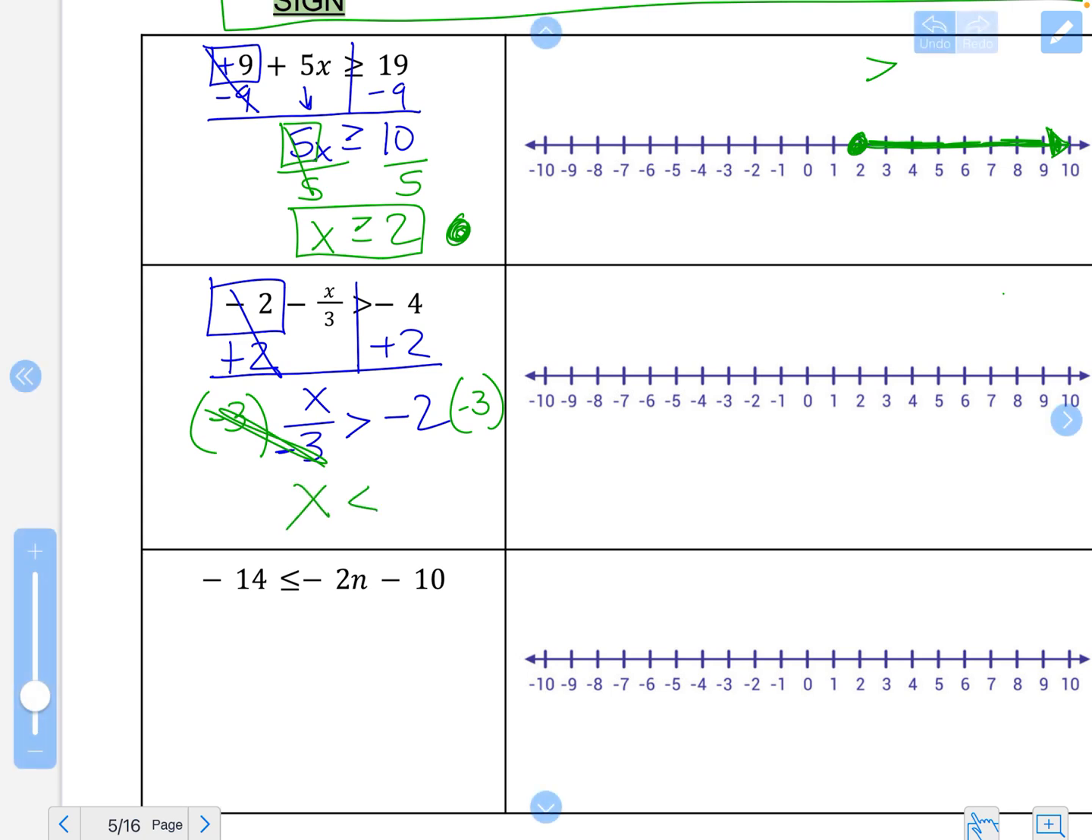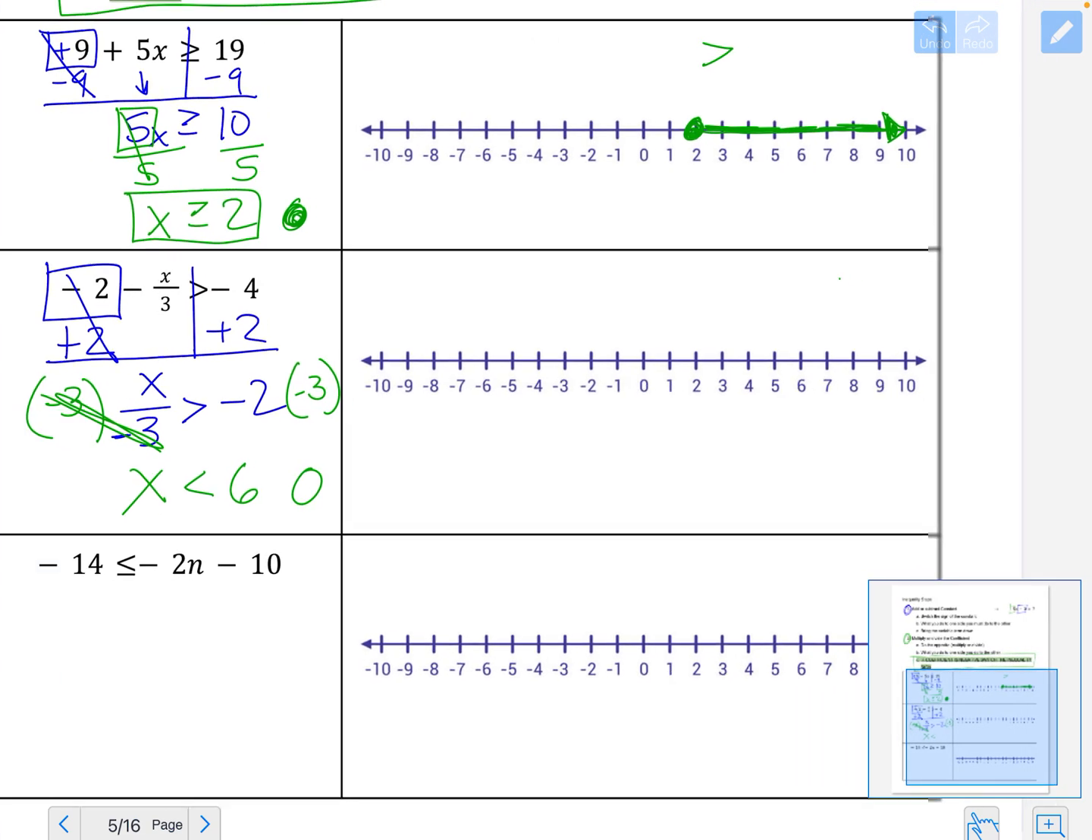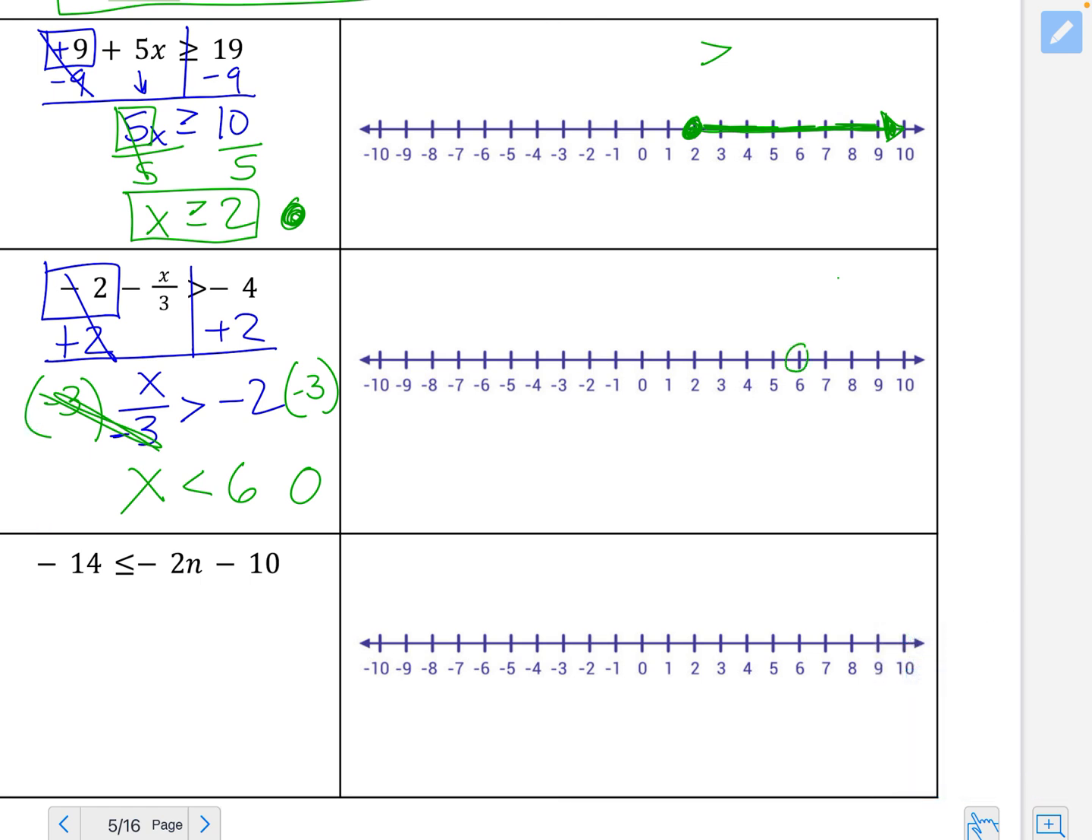So x is less than, and then negative 2 times negative 3 is a positive 6. So that tells me that's going to be an open circle at 6. We changed our sign so that it looks like that. So then we need to draw our line going the same direction. So our arrow should look the same as our inequality.